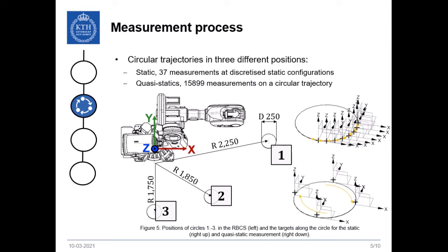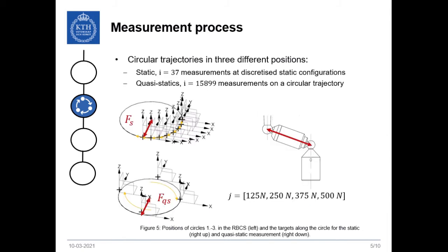For the quasi-static measurement, the manipulator moves to a start configuration, then the robot is loaded, then the manipulator moves along the circular trajectory, and only after completing the trajectory the robot is unloaded. This dissected the circle into approximately 16,000 measurement points. Both measurements induce loads of 125, 250, 375 and 500 Newton. For both the static and the quasi-static measurement, multiple force components were exerted simultaneously, as can be seen in the right-hand side of Figure 5.